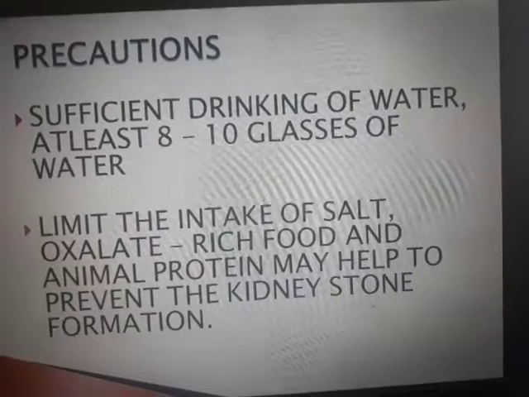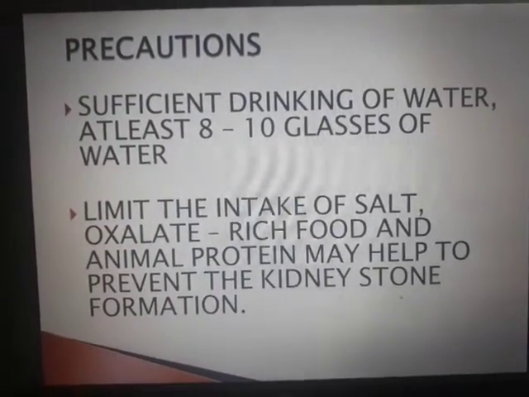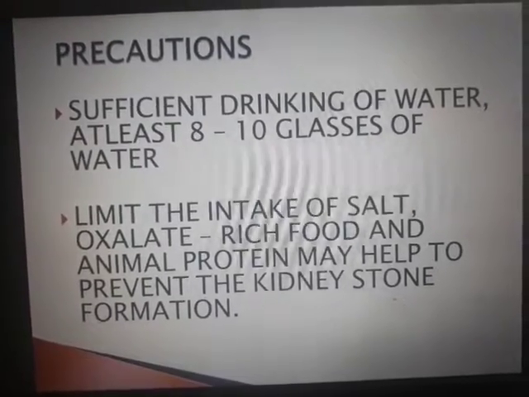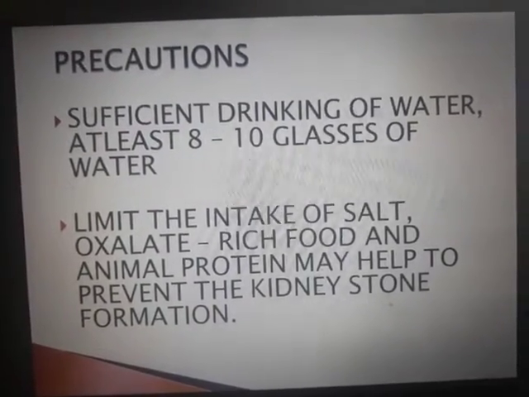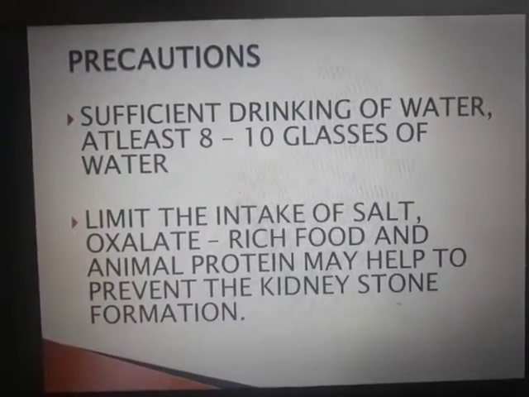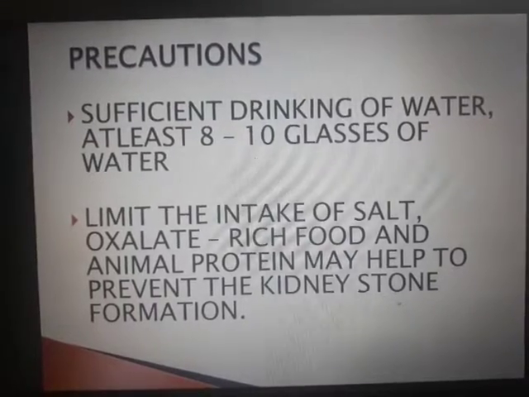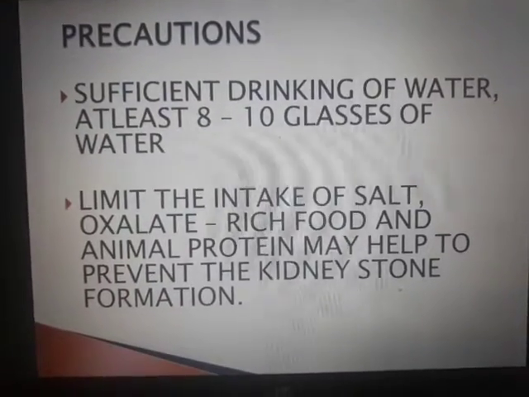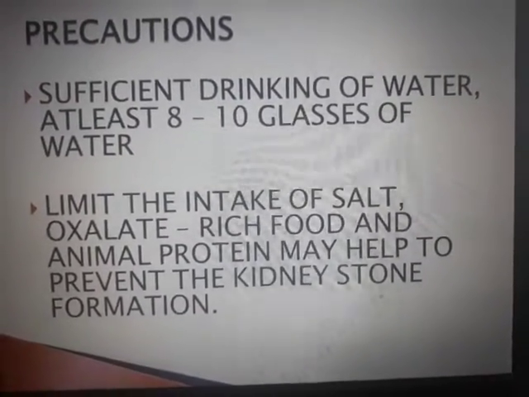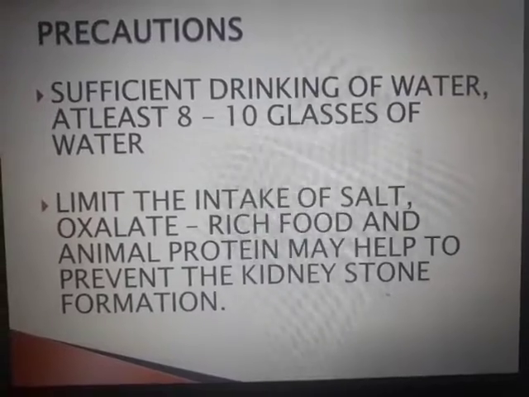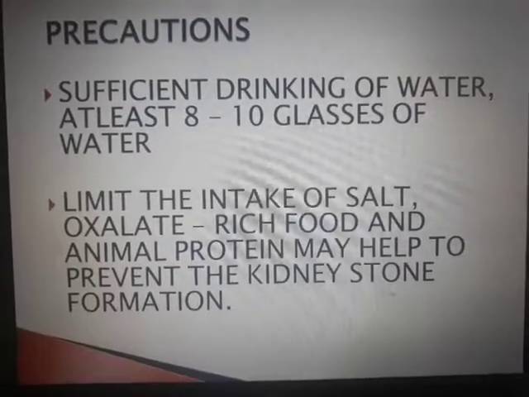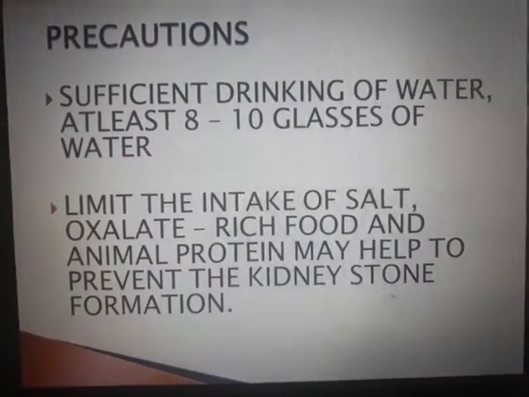Okay, now this is what it is. Next is precautions. What can we do? Obviously, sufficient drinking of water, at least 8 to 10 glasses of water. It all depends on your age and height also, but you have to see that a minimum of 8 to 10 glasses of water intake should be there. Limit the intake of salt, oxalate-rich food, and animal protein. These are the things that add up to the calcium product in the body, so we should prevent them.